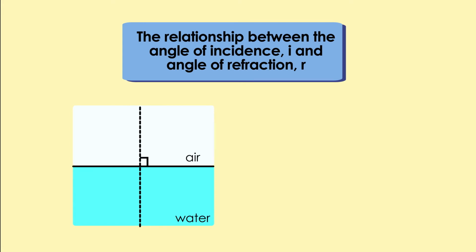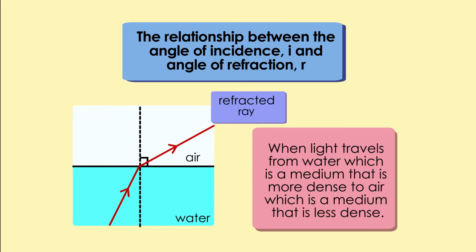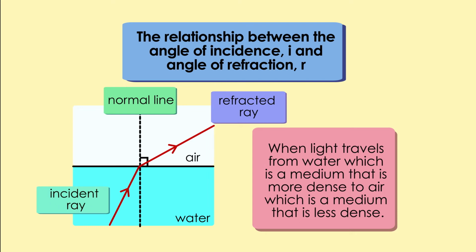In this diagram, light travels from water, which is a medium that is more dense, to air, which is a medium that is less dense. The light ray is refracted away from the normal line when the incidence ray moves from a more dense medium to a less dense medium.